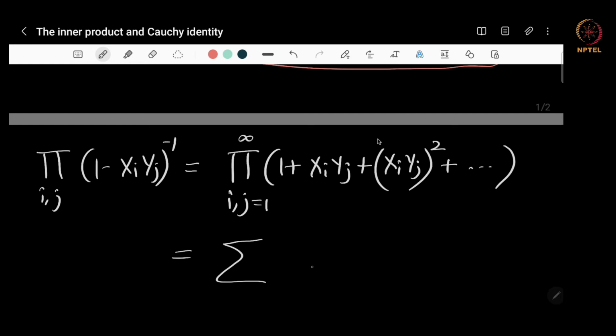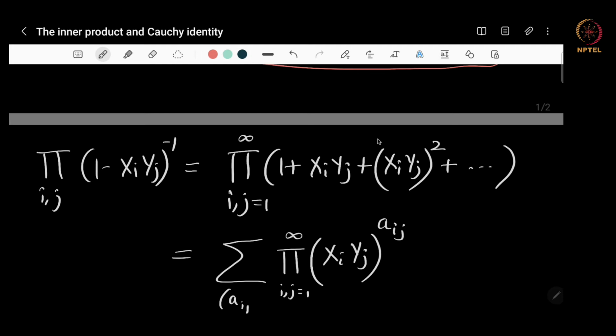Well, it looks like this, right? From each ijth term, I just have to pick out some number. So it's xi yj to some power. So I pick out some aij from the ijth term, and this is now going to be a sum of all such products. So this is a product over all i, j going from 1 to infinity, and the sum is over all possible such aij's, all possible choices.